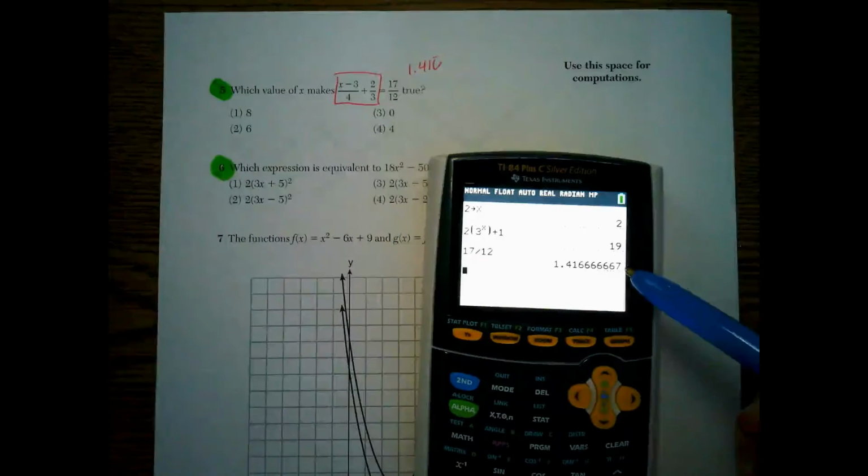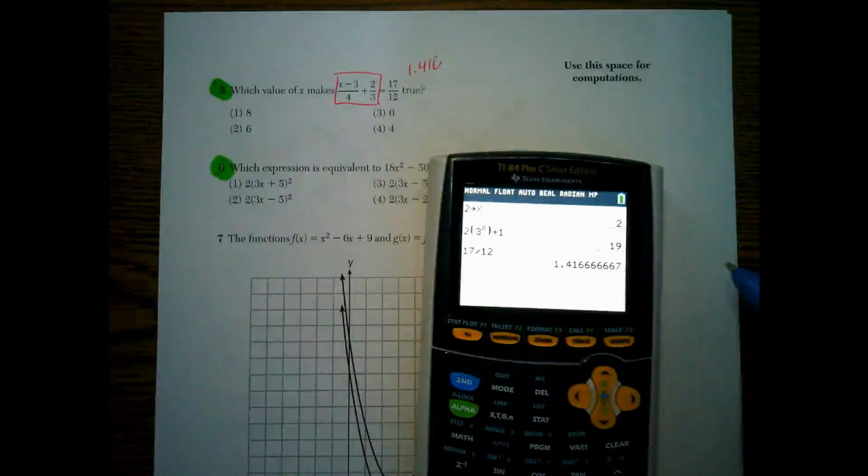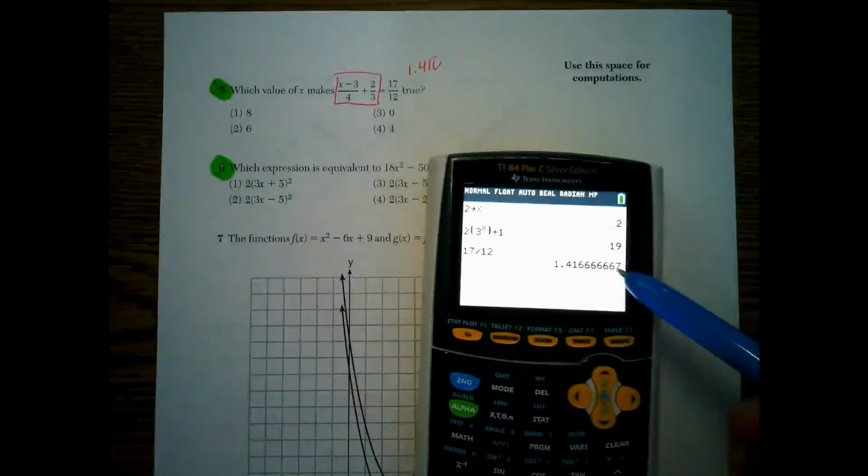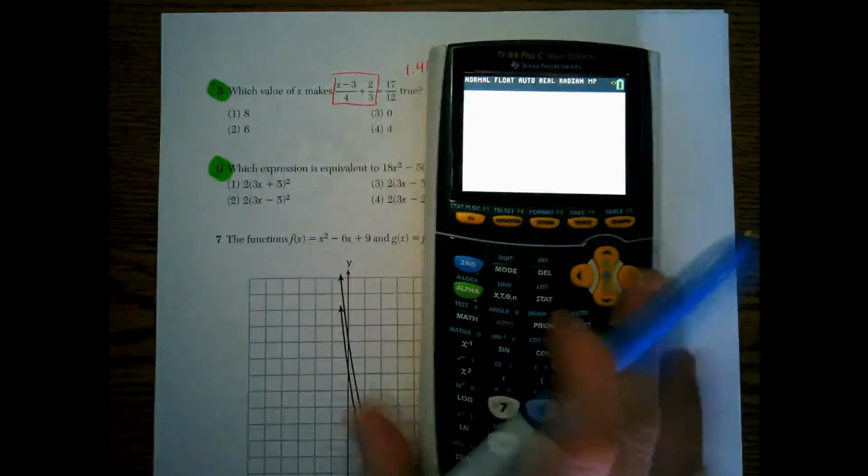1.416 repeating. Some people might say, well, hey, there's a 7 at the end. Yeah, that's because the calculator is a dumb machine. It repeats the 6's, but it can only go this far. So it rounds that last 6 up to a 7, because after this 6 comes another 6. So this 6 would round up to 7. Anyway, all right, so what we're going to do, let me clear that.